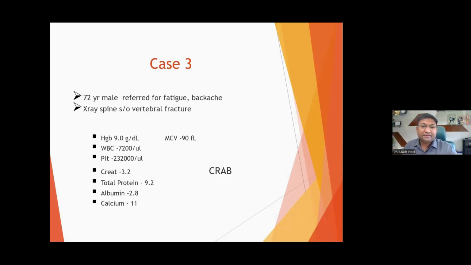So coming to case 3, a 72-year-old male presented with fatigue and back pain. The X-ray of the spine, which we usually do in our OPD, was suggestive of some vertebral fracture. We did our routine CBC report. Anemia was there, but the platelet count and WBC are normal.